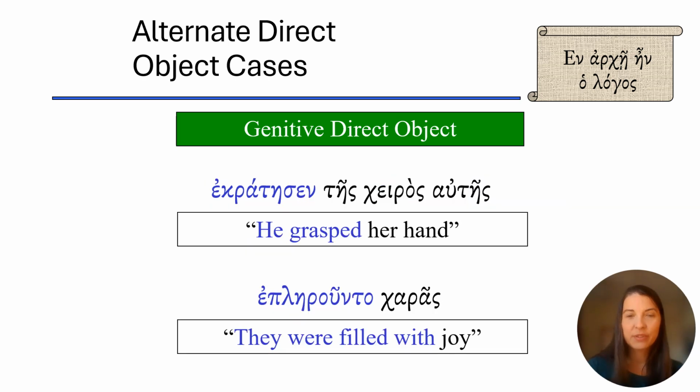A couple more examples. Ekratesen tes cheiros autes, he grasped her hand. You see that tes cheiros is in the genitive, and yet it's being used as a direct object. The next one, eplerounto charas, they were filled with joy. We might say they were filled of joy, but with this, you're taking the genitive as a direct object. So filled with joy is the proper way to explain that in the English translation.